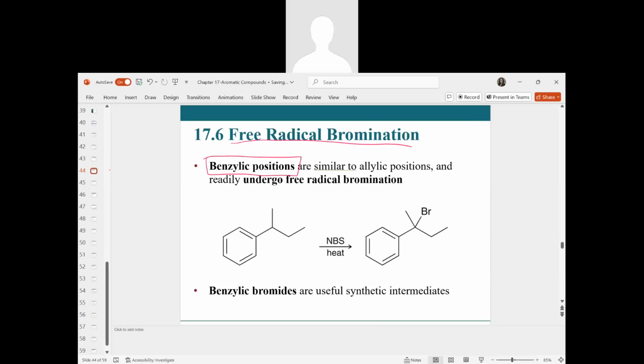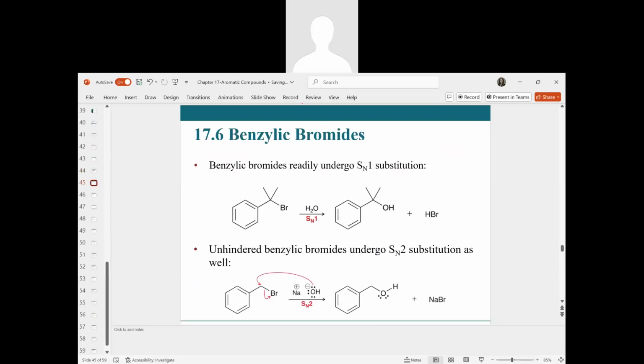These are similar to allylic positions, if you recall, right? So at the benzylic position here, using that N-bromosuccinimide, NBS, and heat, we can create this benzylic bromide. And it's noted down here that they can be useful as synthetic intermediates. Such as we see here. So we have our benzylic bromide shown above, and it is at this site here.